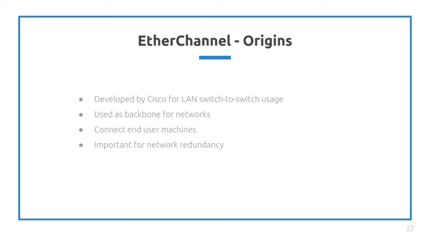It was first developed by a Kalpana employee, Scott Childs, in the 1990s. It was then acquired by Cisco Systems in 1994 for LAN-to-switch usage. Mainly used in the backbone of networks, it played a crucial role in connecting end-user machines. Overall, its main importance and reason behind its creation is for network fault tolerance and redundancy.